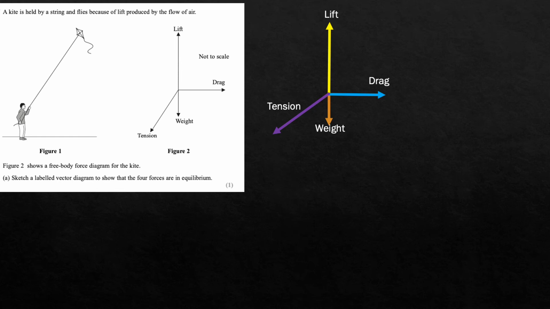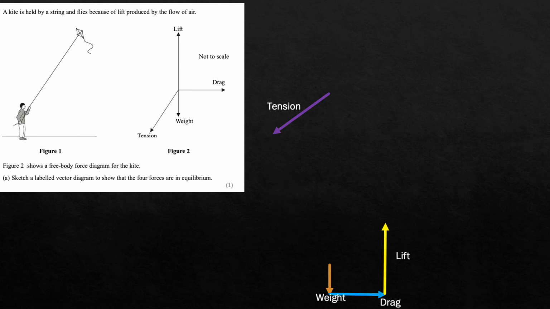So let's try to draw this. Weight downwards. At the end of weight, let's plot drag. At the end of drag, let's plot lift, which is acting upwards. At the end of the lift, let's plot tension. This gives an enclosed polygon like this, and therefore this is the answer to this question.